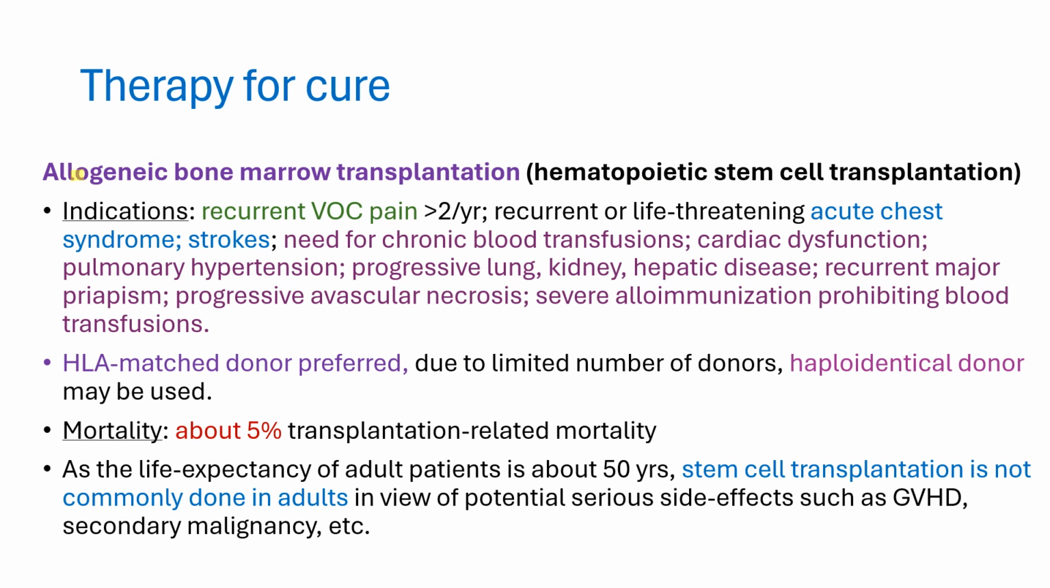Allogeneic bone marrow transplantation, also called hematopoietic stem cell transplantation, can cure sickle cell disease. But only a minority of patients can have this treatment because there are not many genetically matched bone marrow donors. And it's highly toxic. Mortality is about 5%. So as the life expectancy of adult patients is about 50 years, stem cell transplantation is not commonly done in adults.